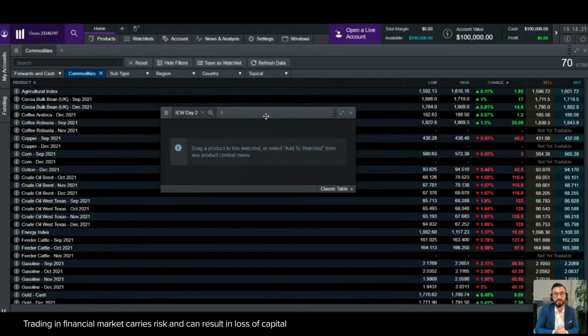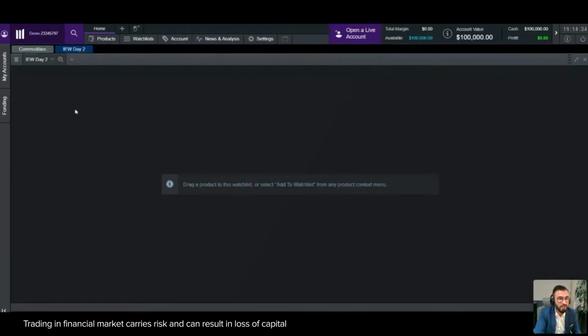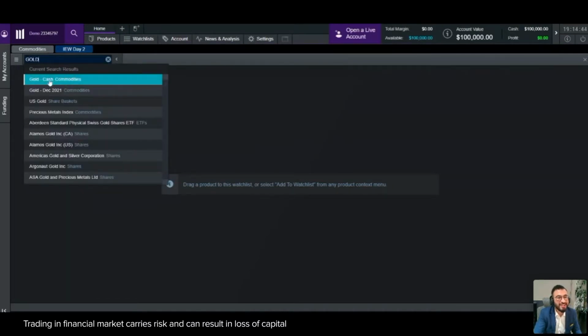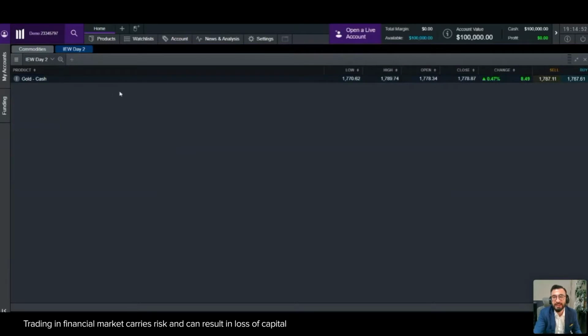Now, what I want you to do is, we learned yesterday about commodities. So I want you to add, how do you add? This small plus sign right here. If you see right here, there is a small plus sign. I'm maximizing it. Click on this plus sign here and write gold. Gold cash commodities is what you have to add in your watch list. When you write gold cash commodities, click and you will see that gold is added in your watch list. I hope everybody is able to do this.